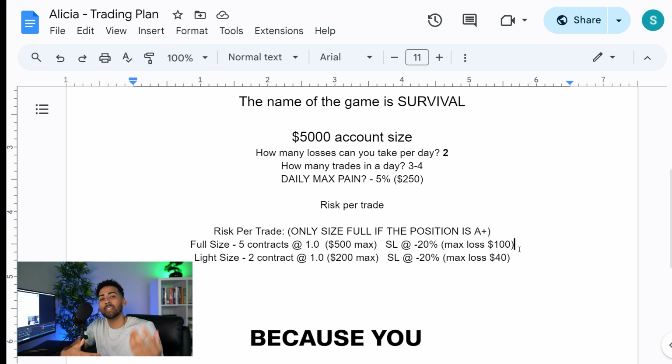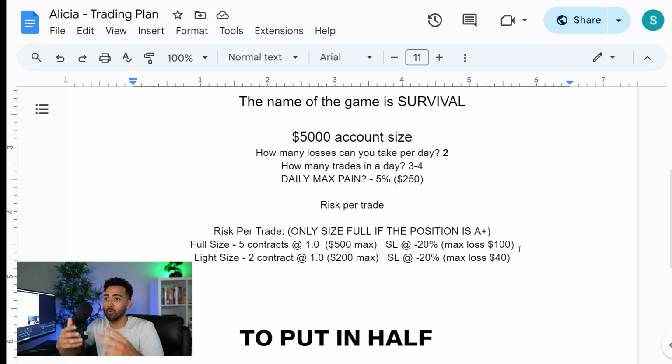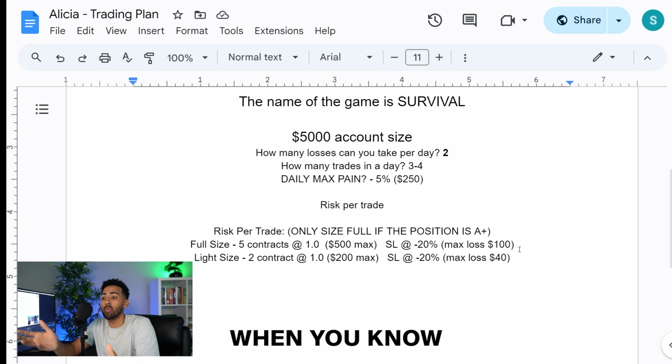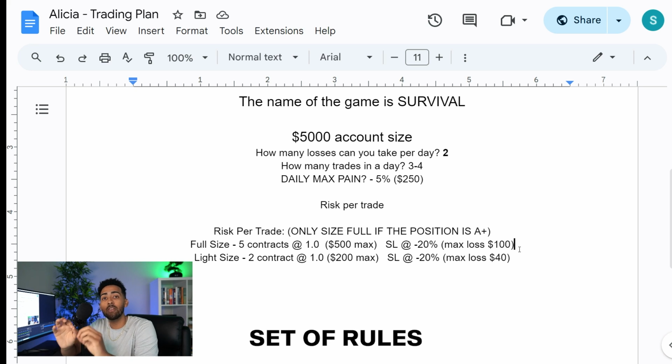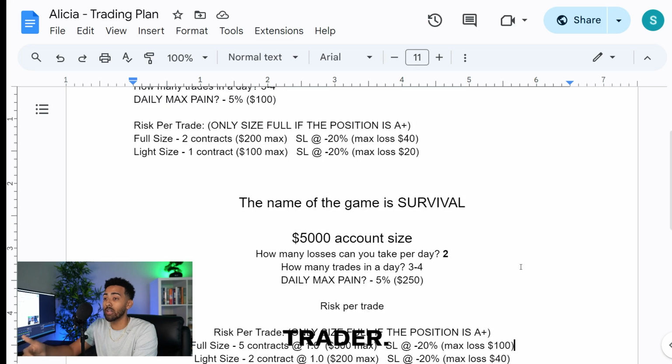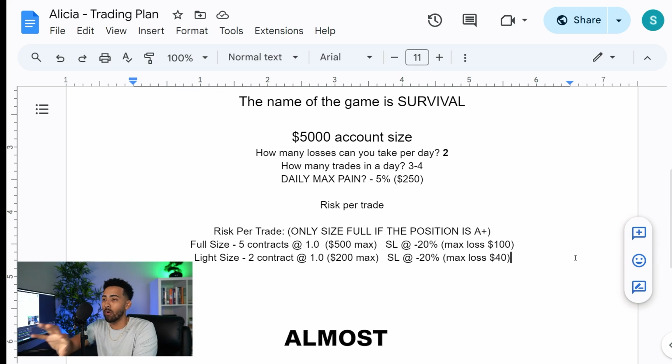You see, if you're able to follow these rules, then you'll be able to stay alive for a longer period of time, because you won't have the devil on your shoulder telling you to put in half of your account on a trade when you know you have a specific set of rules to follow every single trade you take. These rules are massively important to become a successful trader. So I would create this for myself almost instantly.